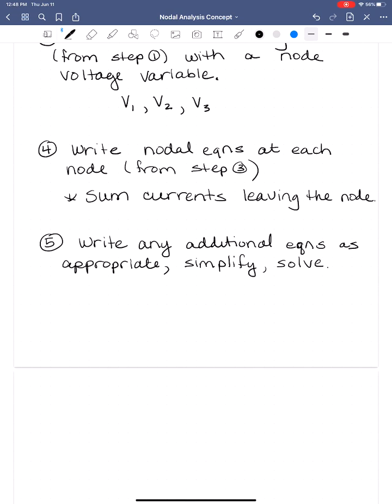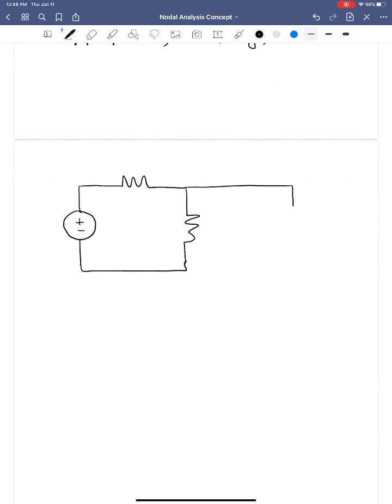All right, so we're going to start with a very simple circuit as an example. We have a 5-volt source, a 4 ohm resistor, a 1 ohm resistor, and a 2 amp current source. So 2 amps, 1 ohm, 4 ohms, and 5 volts.